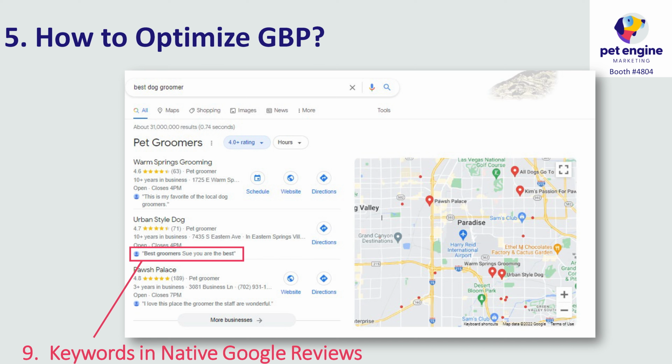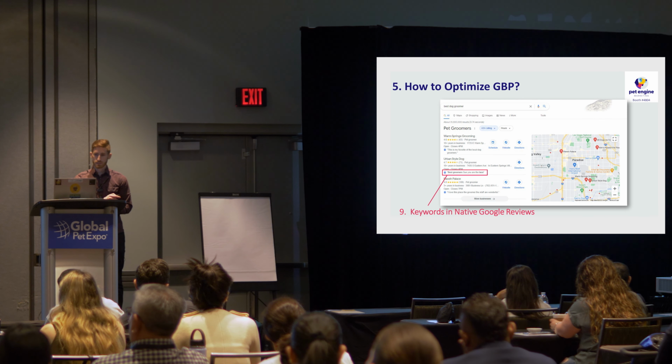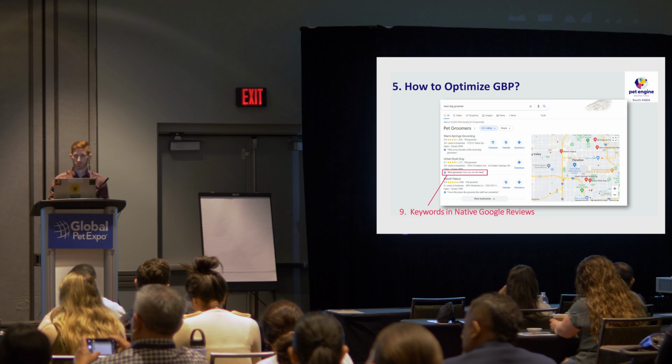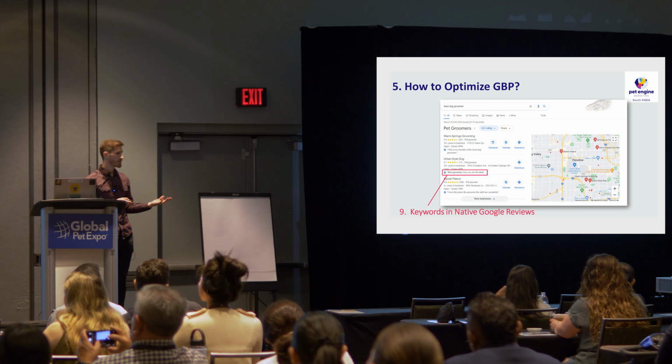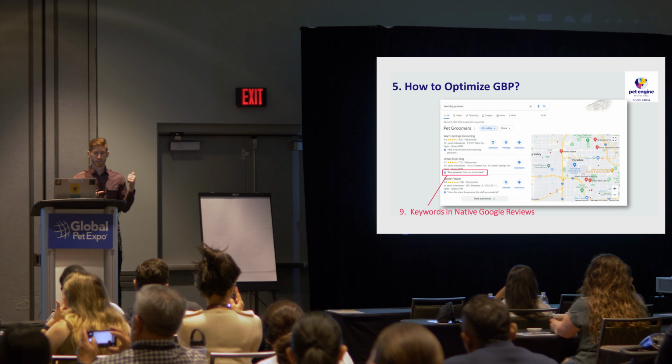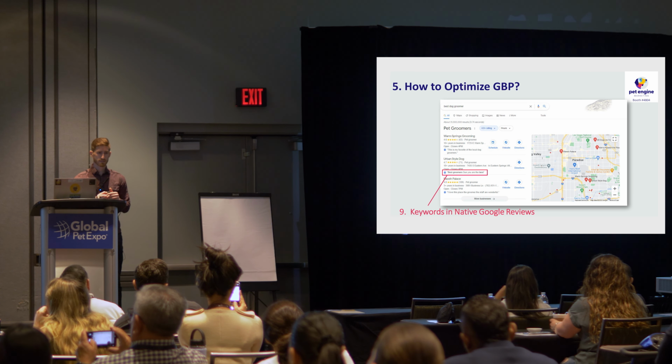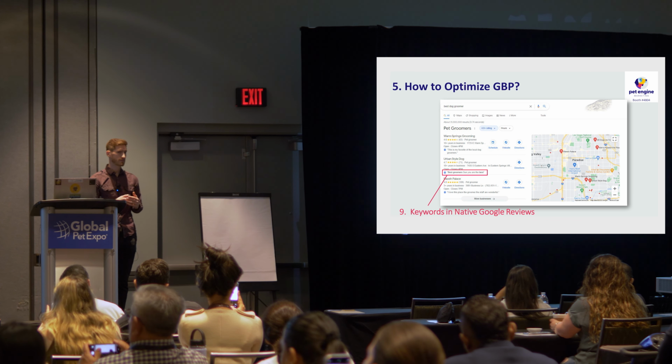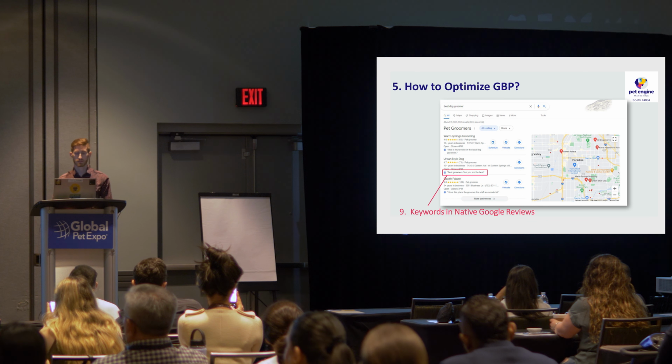However, back to these search results, right? Still got some questions. Why is Urban Style Dog ranked higher than Posh Palace? Why are they second, not third? They have fewer reviews, they have a lower rating. Like, isn't all of this stuff sort of backwards? It's not following what we're saying up here.